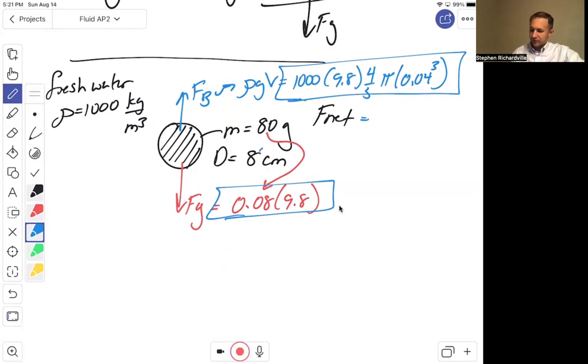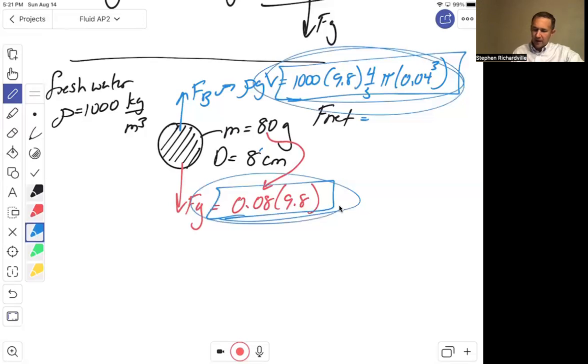I could take the difference. Most likely this guy's going to be bigger, but if you're ever not sure, just do the math. You guys, here's the physics. You do the math, you got a calculator. See which number is bigger. And if that blue number, the rho g V, is bigger, then it's going to want to accelerate upward. If Fg was bigger, then it would want to accelerate downward. But that's how you could find net force.